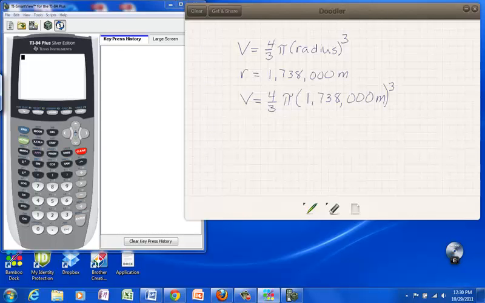Looking for units in this problem, the only units are right here as meters cubed. So the final answer will have meters cubed as the units. So that's nice to know that already. So let's go over to the calculator and type that in.